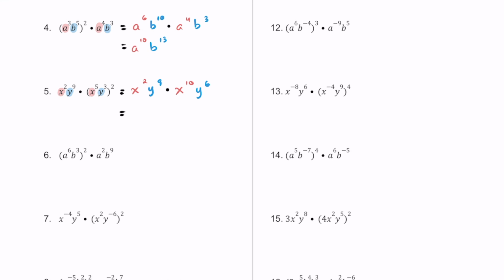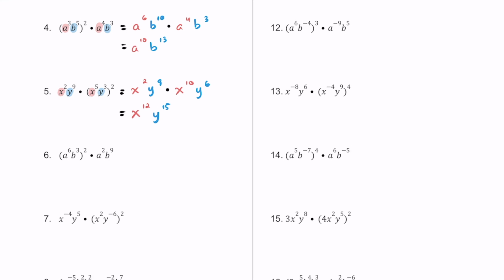Okay. So next we're going to go ahead and multiply x to the 2nd times x to the 10th. We can go ahead and add 2 plus 10. That's going to be 12. So we have x to the 12th power. And then we can multiply y to the 9th times y to the 6th. We can add 9 plus 6 together. That's going to be y to the 15th power.